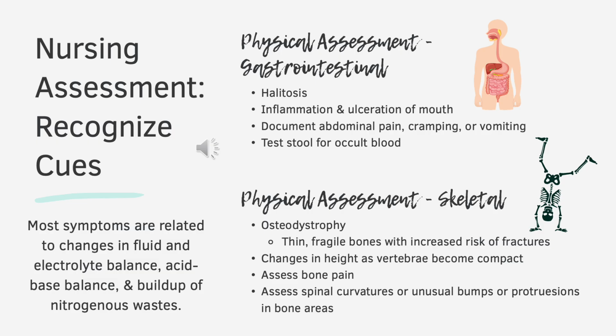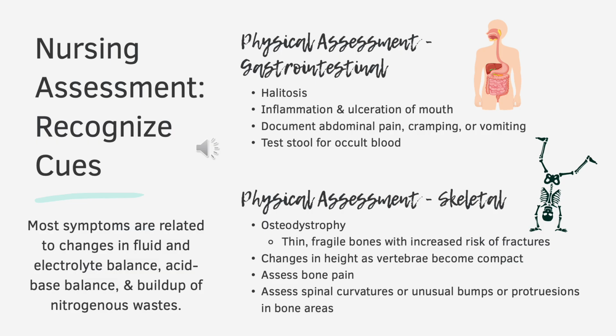All right, so continuing in our physical exam, starting with the GI system. Patients with CKD often experience halitosis, which is that foul-smelling breath that you've heard me mention a few times, and this is due to the buildup of toxins in the body. Also, inflammation or ulceration in the mouth can occur, so we want to be sure to assess for any signs of these conditions. And we need to document whether or not the patient has complaints of abdominal pain, cramping, or vomiting, because all of these can indicate GI complications as well. And finally, testing stool for occult blood is a big part of our assessment because GI bleeding is a potential concern for these patients.